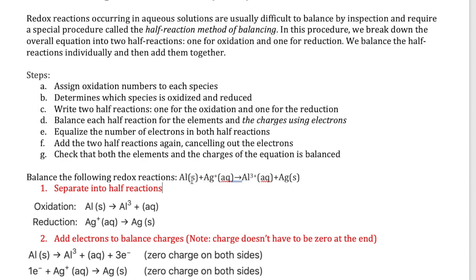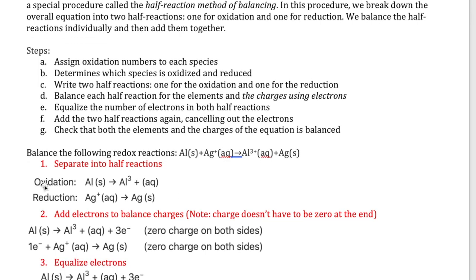And so we can see that the aluminum is oxidized because it goes from 0 to +3, and then the silver is reduced because it goes from +1 to 0. So that's our first step. Once we identify that, we separate them out into half reactions. The first half reaction is the oxidation half reaction, where aluminum goes to aluminum 3+, and there should not be a positive sign there. This should just be aluminum 3+ (aq). And then reduction is the silver ion going to the silver solid.